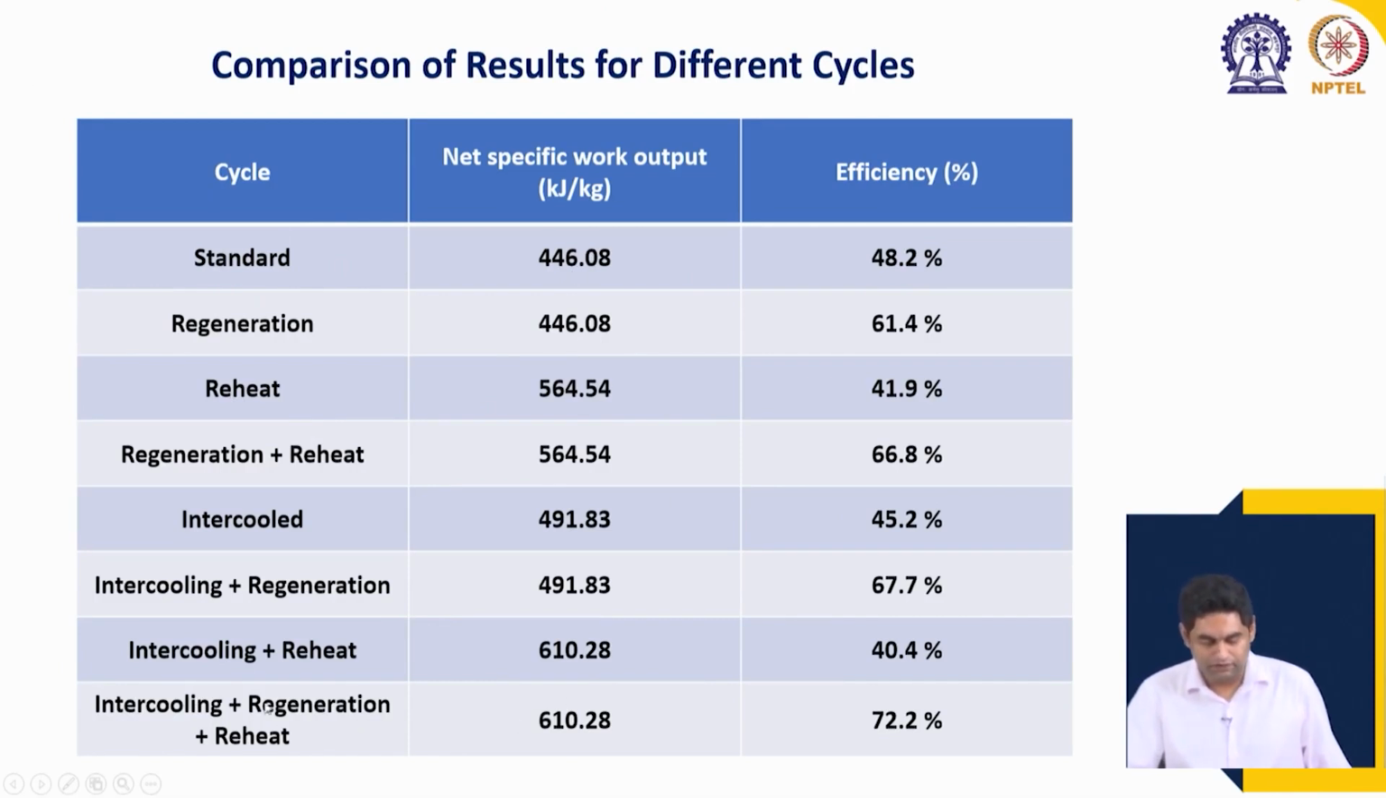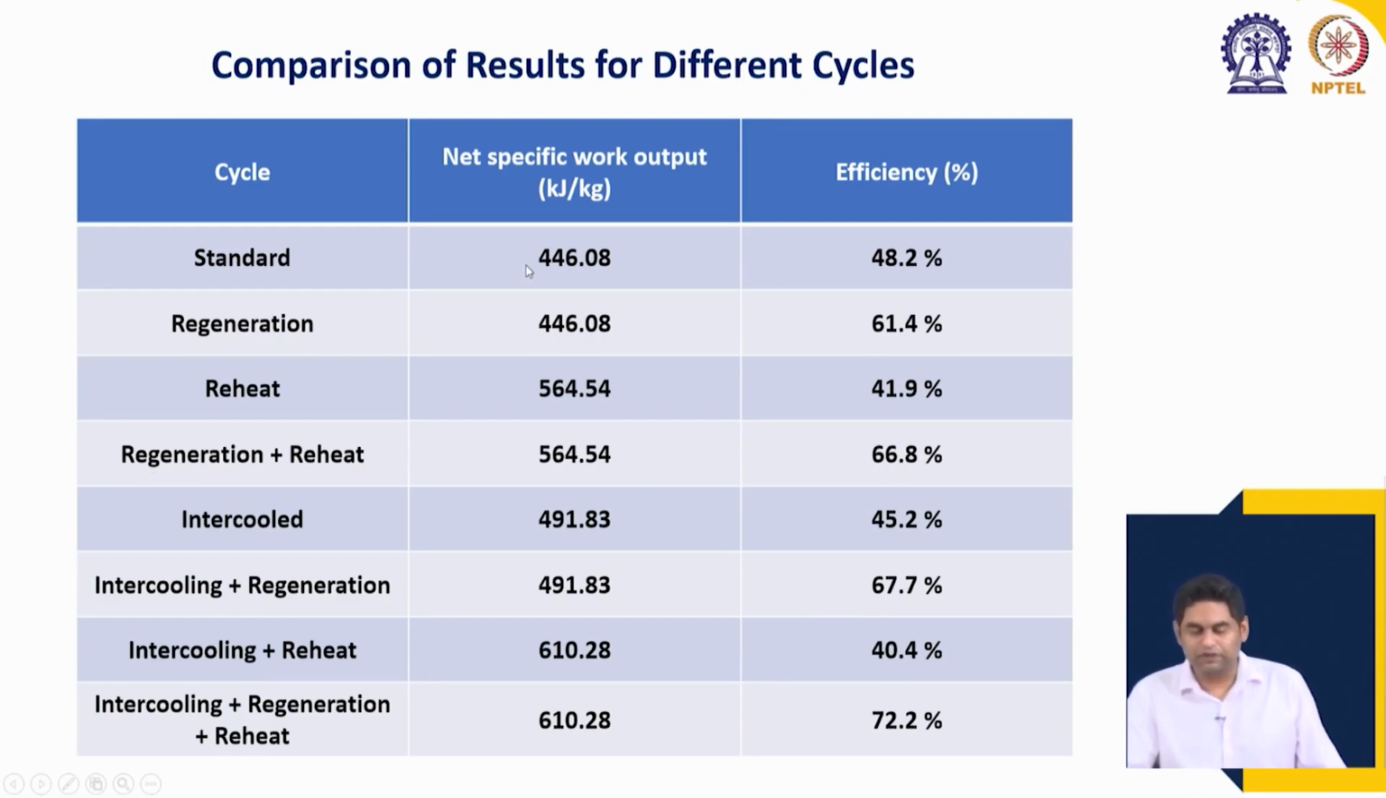the intercooled plus regeneration plus reheat cycle has the highest work output, and it has a remarkably high efficiency, which is 72.2% for these parameters, and it reduces very slowly if we go to a higher value of R, okay. And it is considerably higher than the next highest value. The next highest values are for intercooling and regeneration, which is 67.7%, and regeneration and reheat, which is 66.8%.